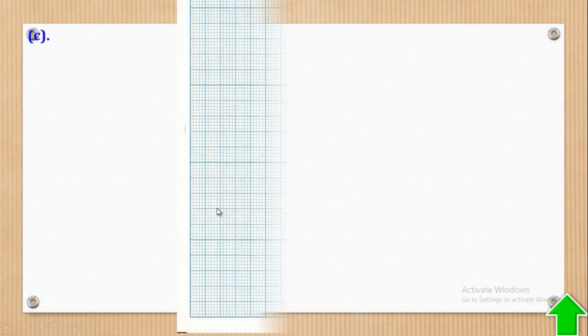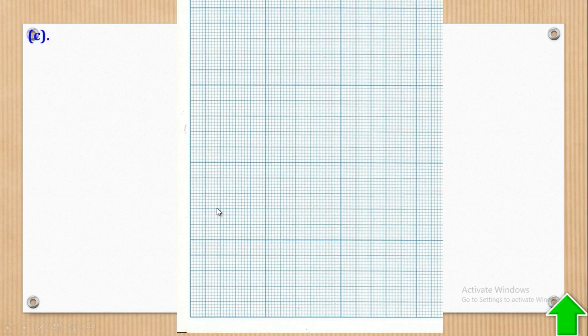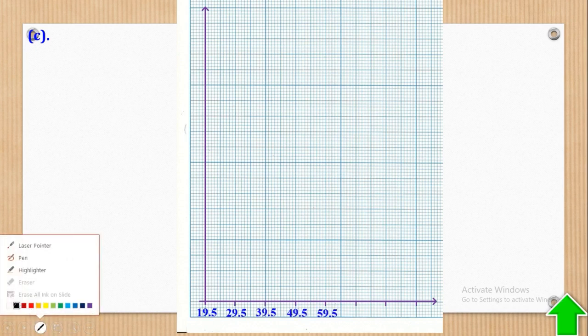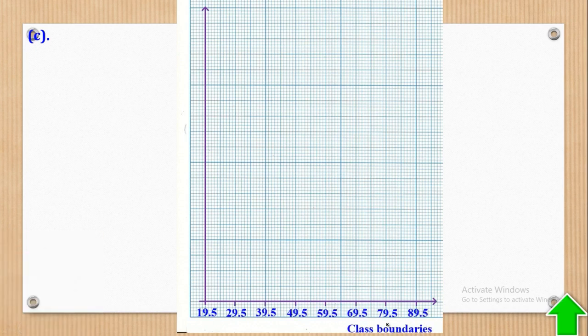For you to draw a histogram, you need a graph paper. So that is a graph paper. Next, you have to remember that a histogram is a graph of frequency against class boundaries. So vertical will be frequency and horizontal will be class boundaries. Let's first begin with the horizontal and put there the class boundaries. For that, you have to label the horizontal axis as class boundaries. Next, we shall go to vertical and put there the values of frequency. But the scale has to be uniform. And you also have to label.